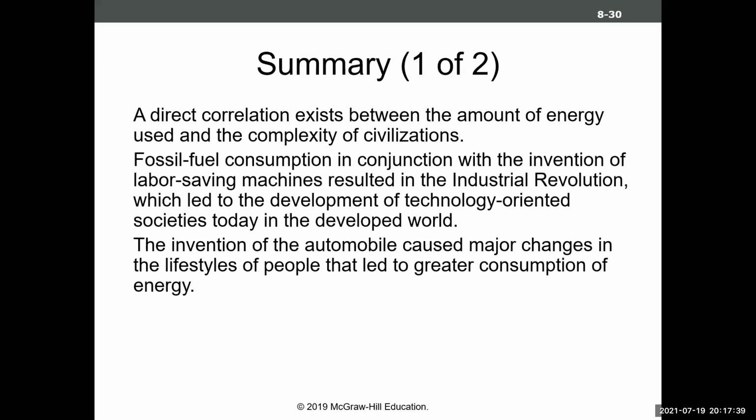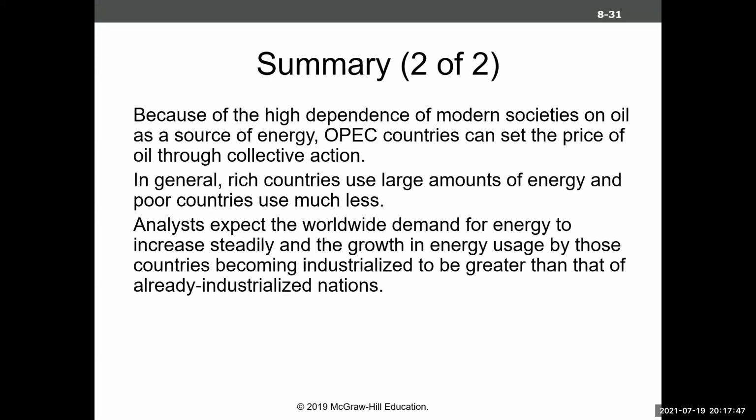All right, so that's it for chapter 8. Here's the summary for this chapter. Again, go through it, focus on these key ideas, and then go back and look at other topics that we mentioned. So again, use this as a starting point for studying.